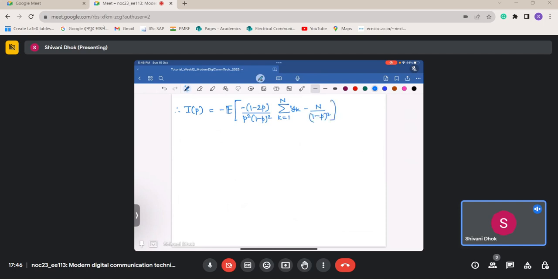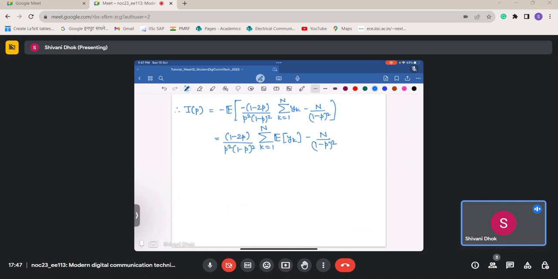Now again we have this yk as the only random variable, and this minus sign I can just take outside. So what we have is (1 minus 2p) upon p square into (1 minus p) whole square into summation k running from 1 to capital N, expectation of yk, minus n upon (1 minus p) whole square. Okay, so this is what we are having here.